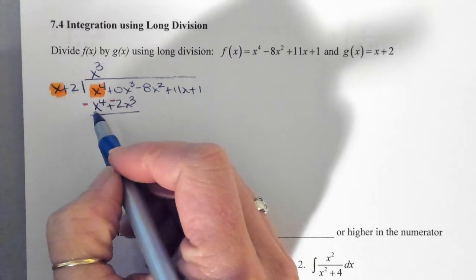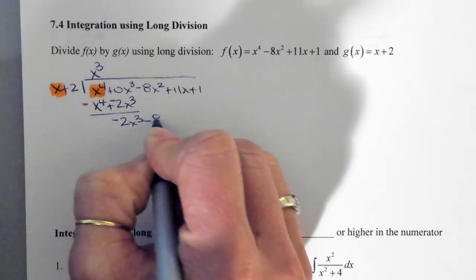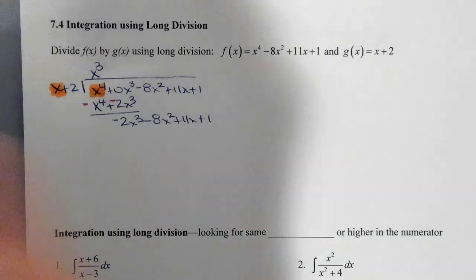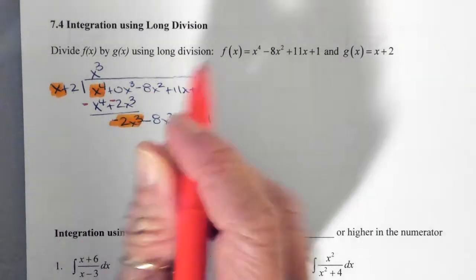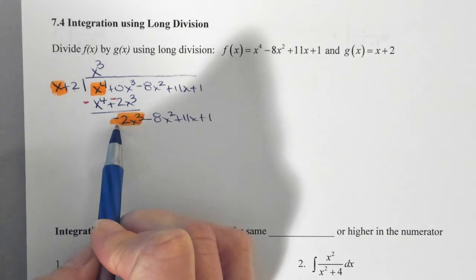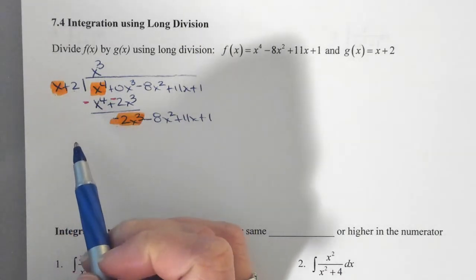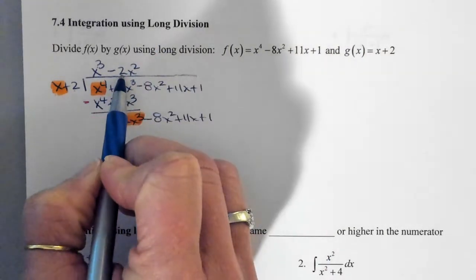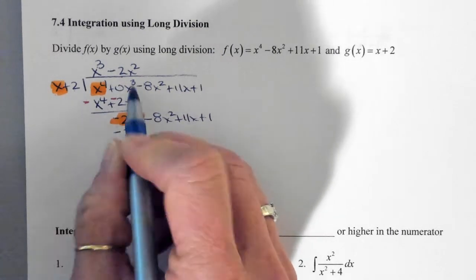So this becomes 0. Here you're left with negative 2x cubed, and then you bring down all the other terms again. Then you start over. You divide the first term, which is technically underneath the division, by the first term on the outside. So what's negative 2x cubed divided by x? Negative 2x squared. So you put it right here. You take negative 2x squared times x, negative 2x cubed. These should always be exactly the same.